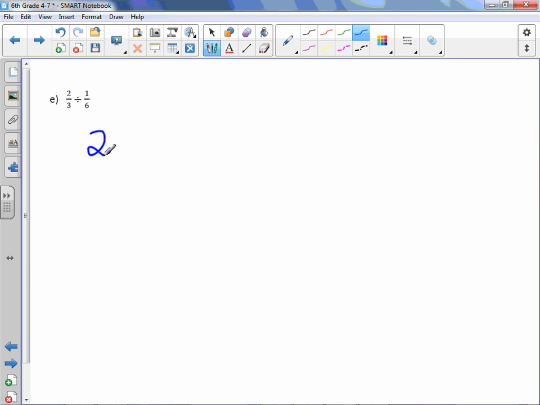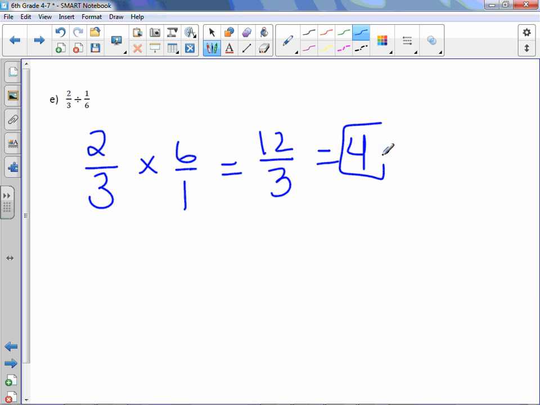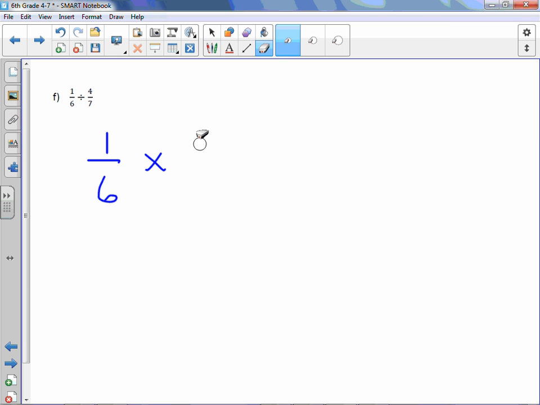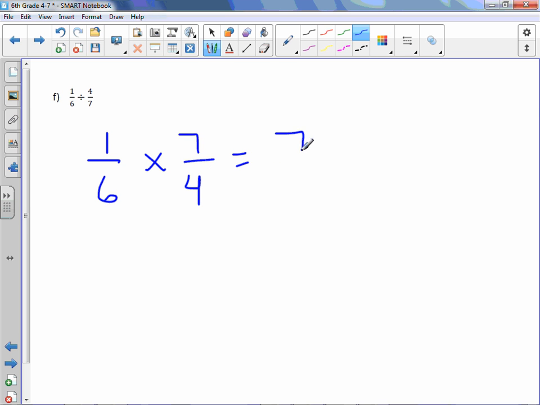Letter E. I will not divide. I will multiply by the reciprocal. We get 12 over 3, which is 12 divided by 3, or simply 4. Letter F. I will not divide. I will multiply by the reciprocal, which is 7 over 24, and it cannot be reduced.